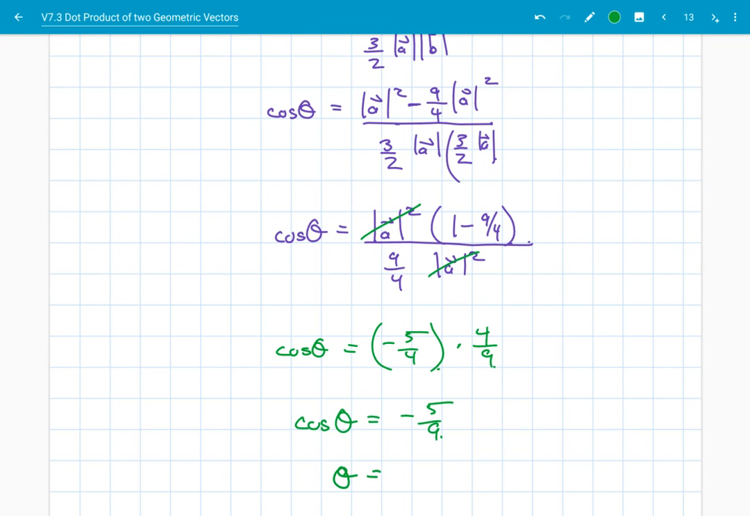And then theta is equal to 123.75 degrees. And that's the end of example 4.